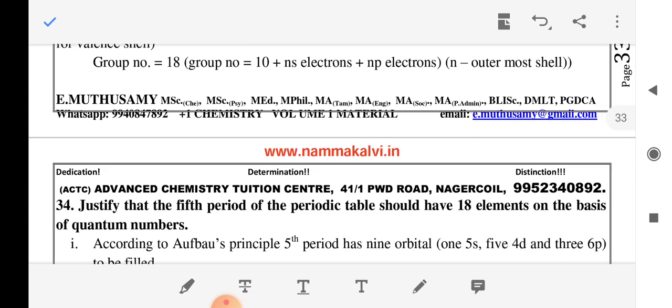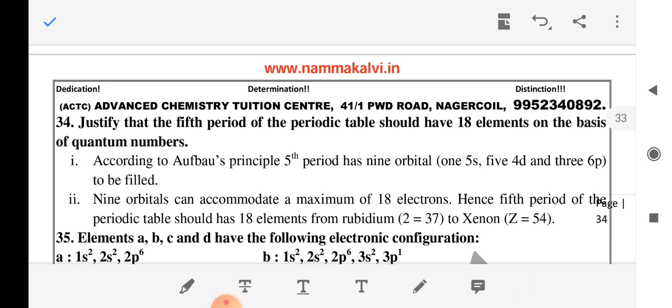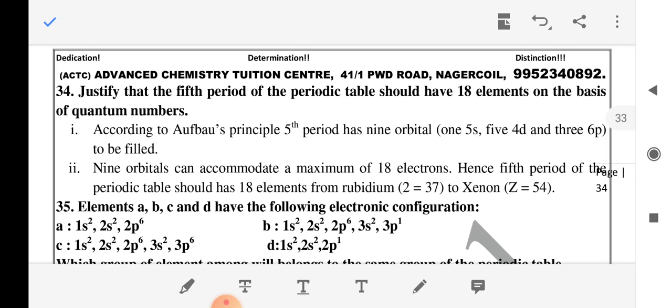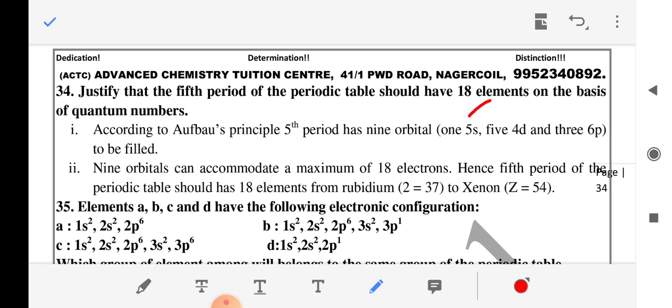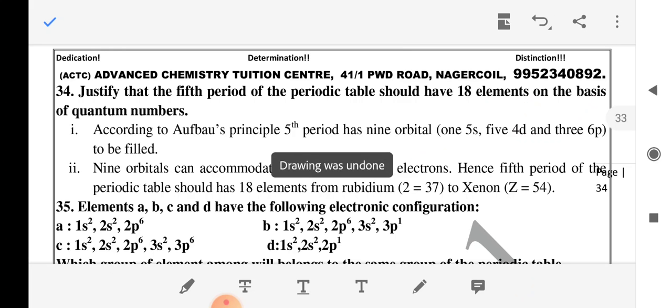The next: justify that the 5th period of the periodic table should have 18 elements on the basis of quantum numbers. According to the Aufbau principle, the 5th period has 9 orbitals to be filled: one 5s, five 4d and three 5p. So 1 plus 5 is 6, 6 plus 3 is 9. The 9 orbitals can accommodate a maximum of 18 electrons. The 5th period of the periodic table should contain 18 elements, from rubidium to xenon. So this is the answer for the question.